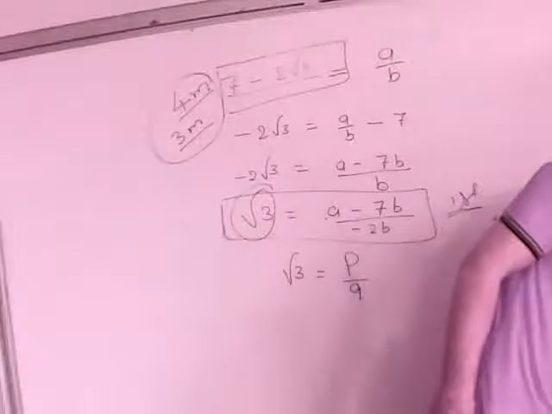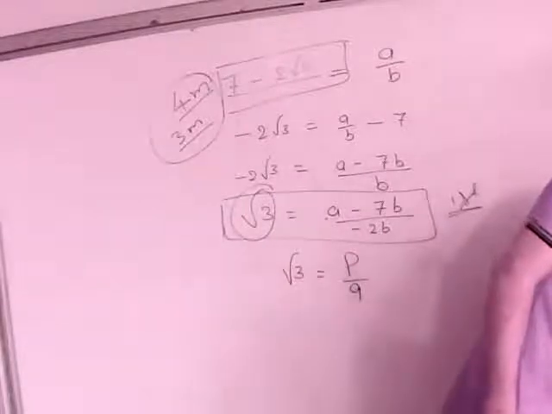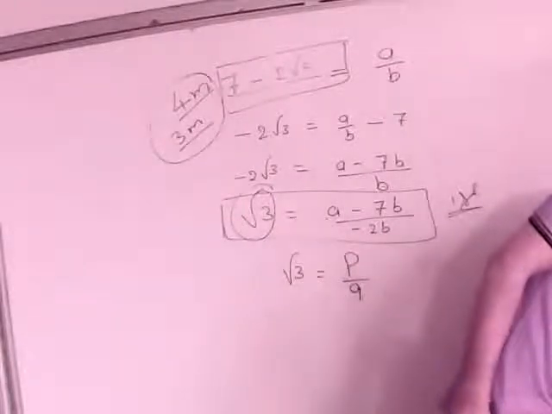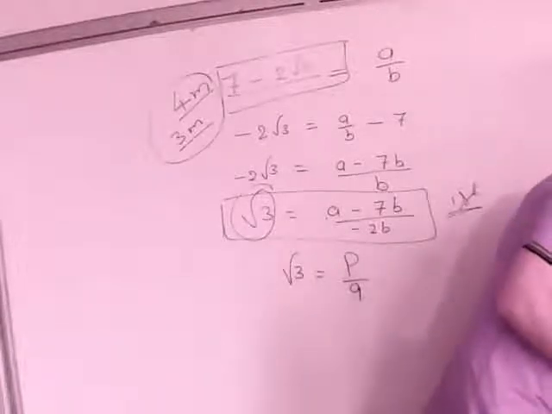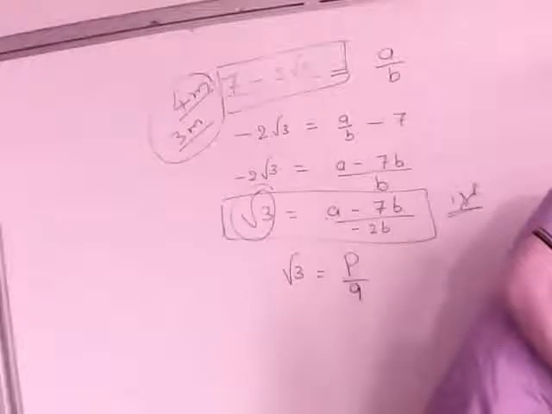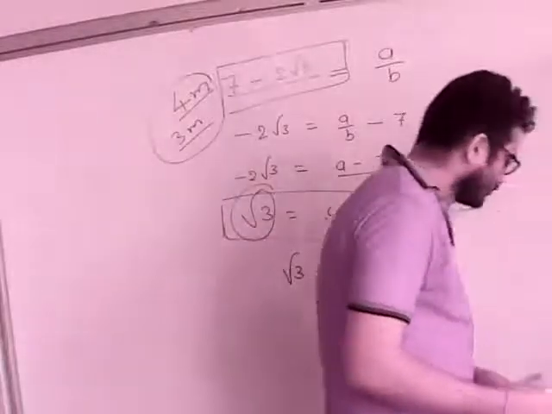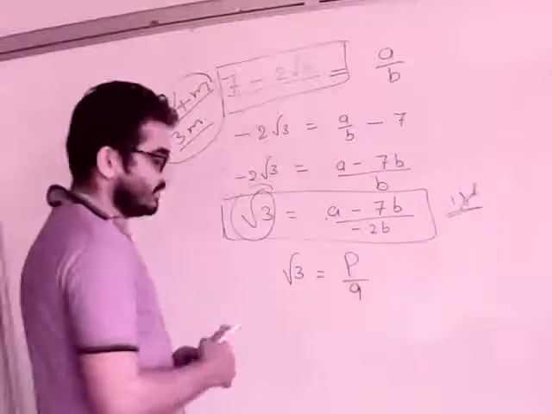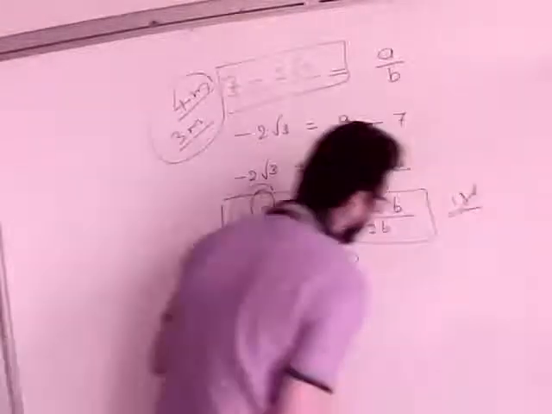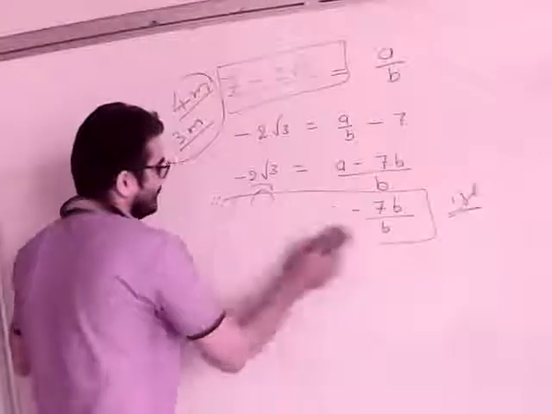Now let us take another example of such kind of questions. Suppose it is given as 5 minus 2 root 3. Once again, 5 minus 2 root 3. Similarly, you can go like that only.